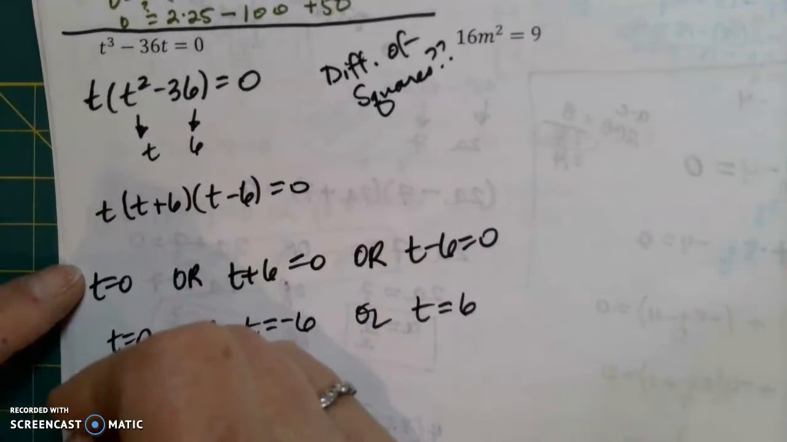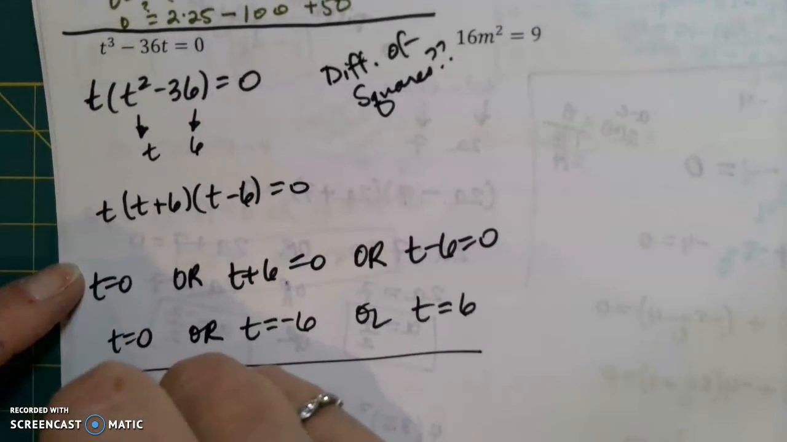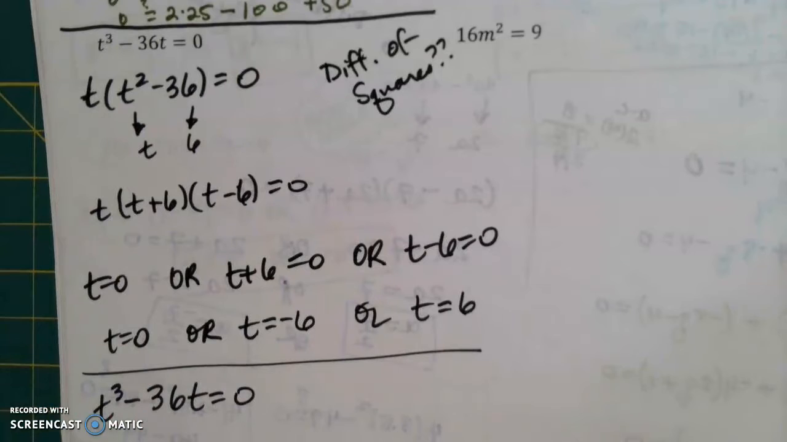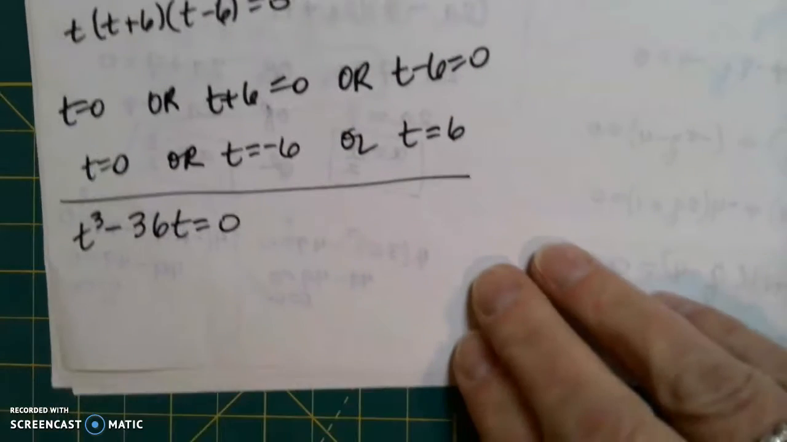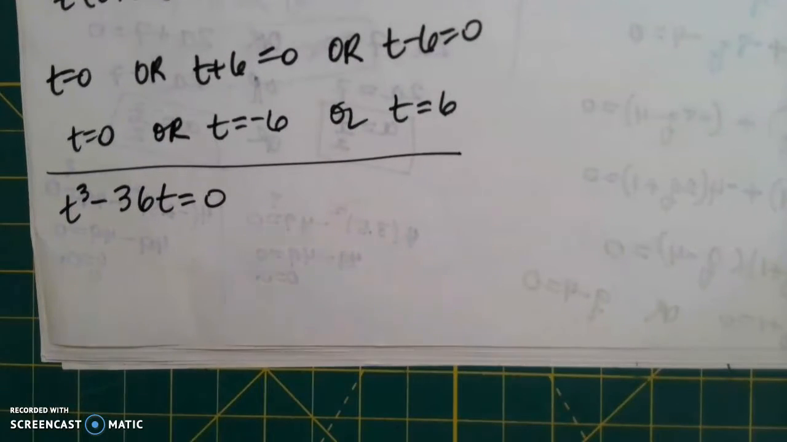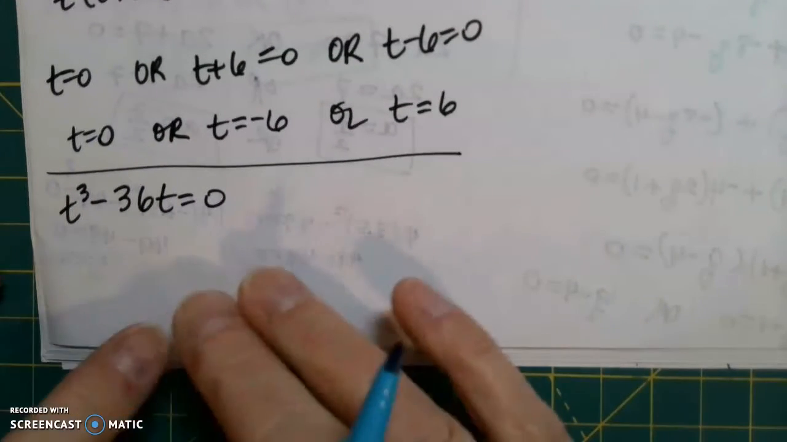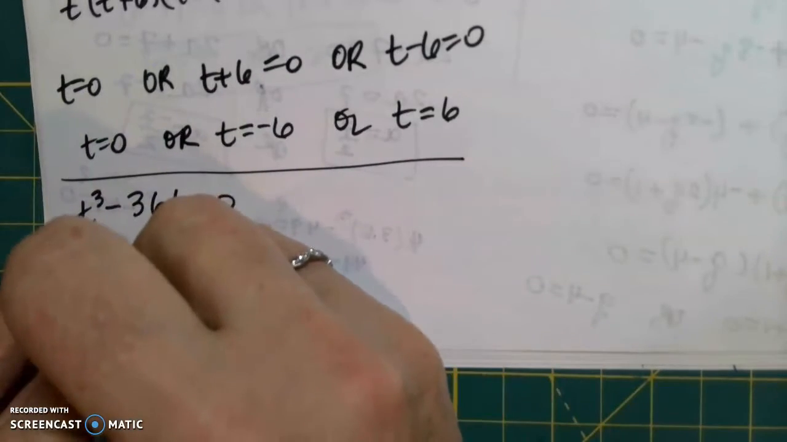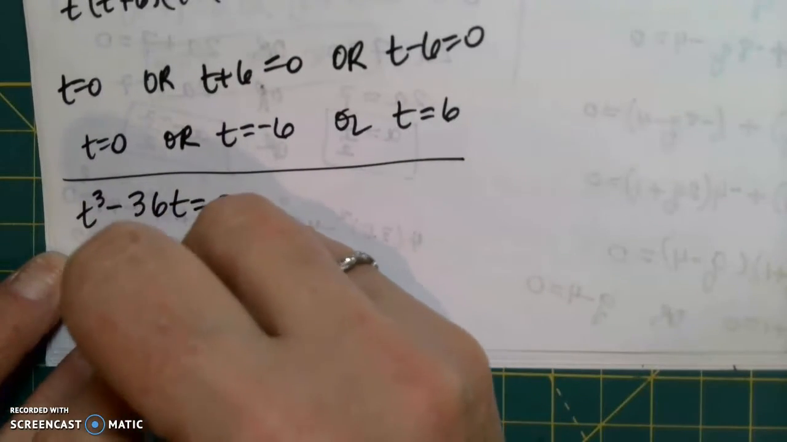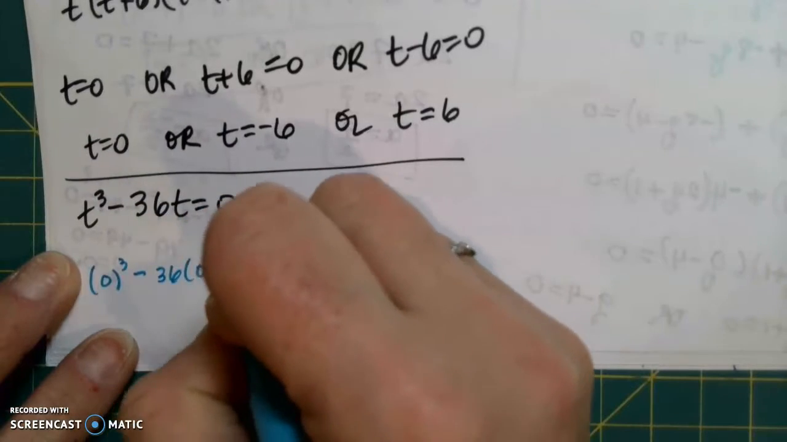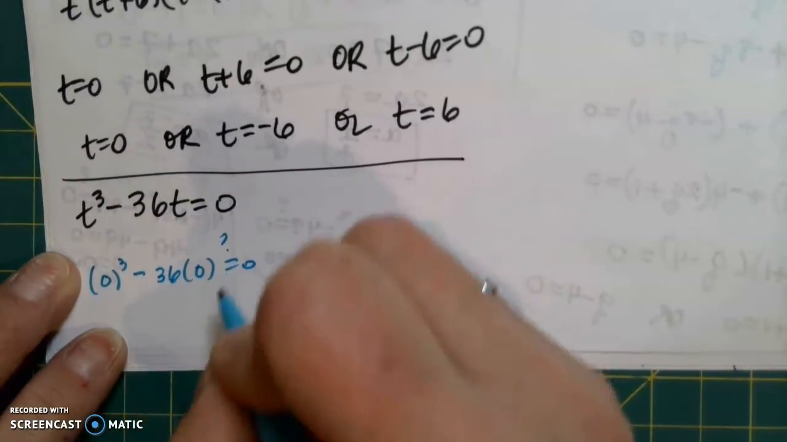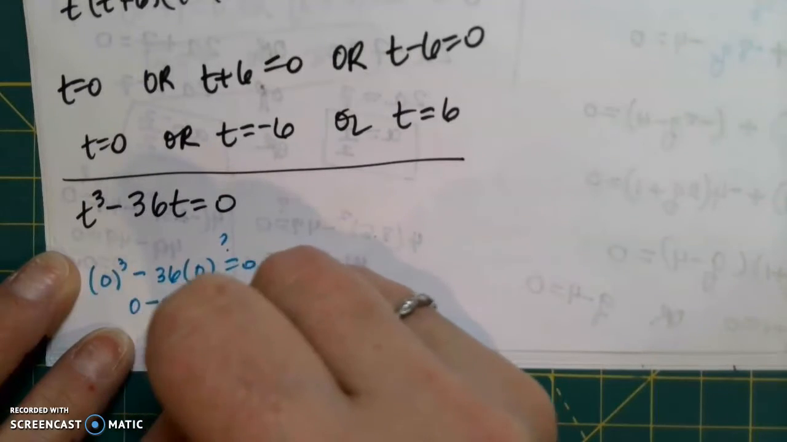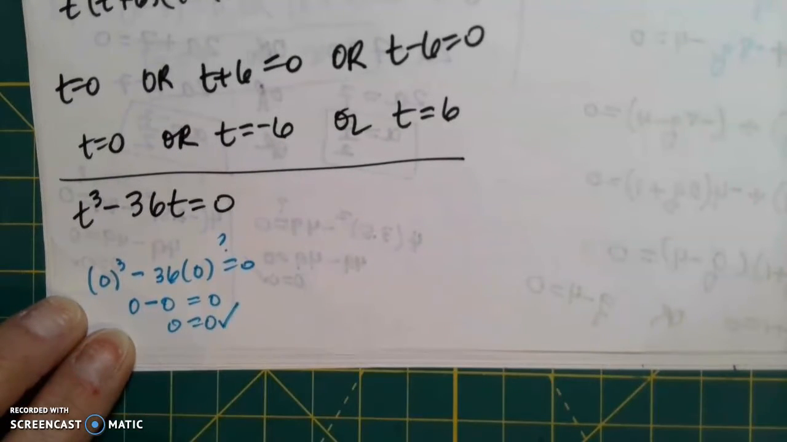And then going back to the t cubed minus 36t equals 0 equation to test each of those quickly and make sure that they do satisfy that equation by getting a true statement when I plug those in. So 0 cubed minus 36 times 0, will that be 0? Is that going to equal 0? Well, 0 minus 0, yeah. So t equals 0 is good.